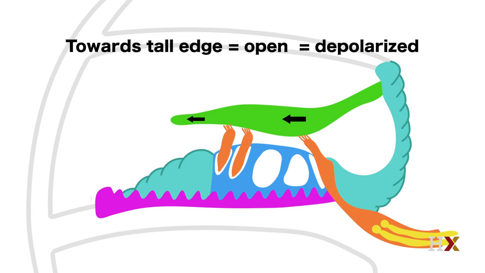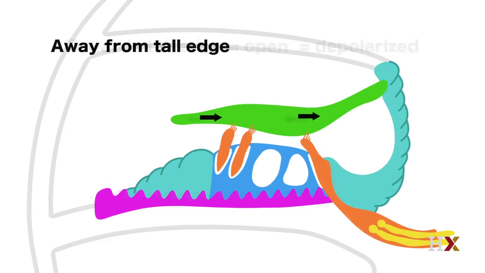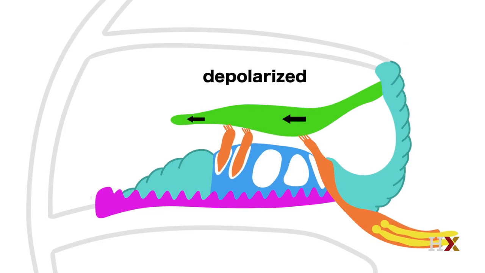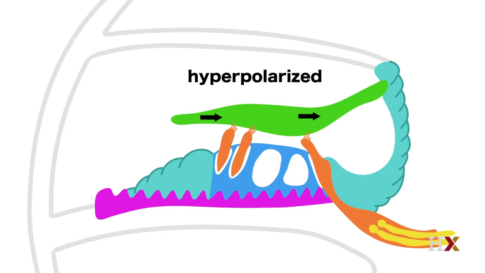When stereocilia are sheared towards their tall edge, more of these channels open, cations rush in, and the cell is depolarized. When stereocilia are sheared away from their tall edge, the 10% that were open close, and the cells hyperpolarize. So a particular hair cell will depolarize or hyperpolarize based on how and in which direction the basilar membrane is displaced at any given moment.